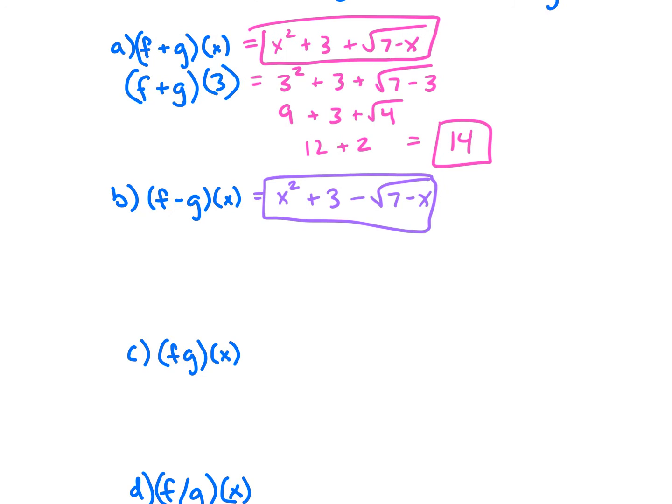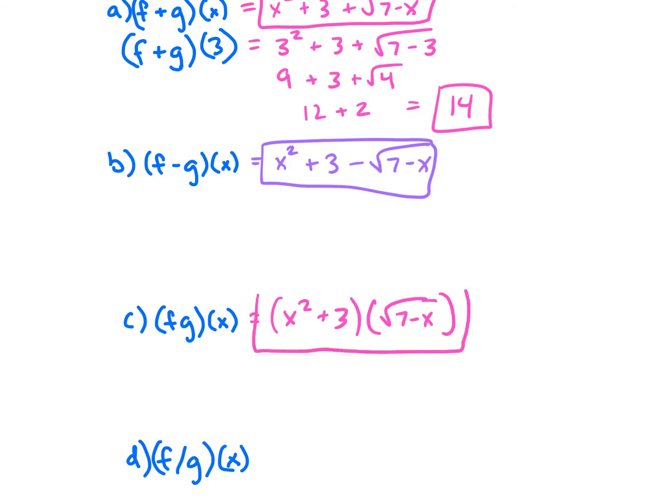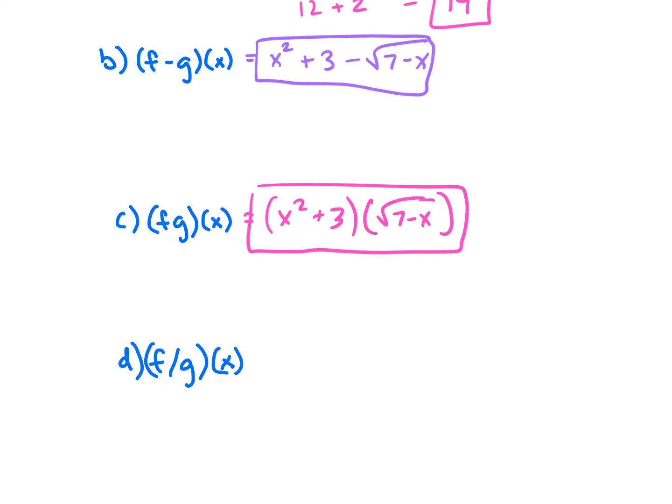Next one we multiply. So this would be x squared plus 3 times the square root of 7 minus x. We just leave it like that. And then the last one we're dividing. So this would be x squared plus 3 divided by the square root of 7 minus x.